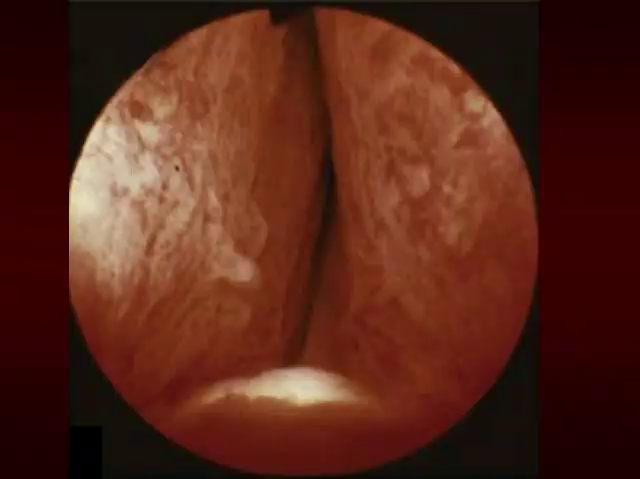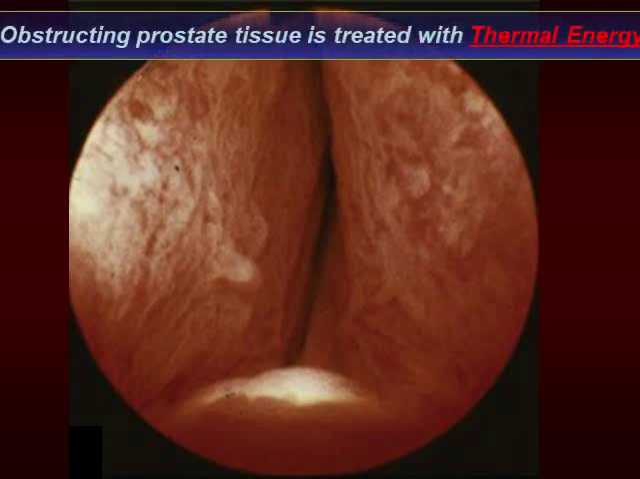This is an endoscopic view. Here are two lateral lobes completely obstructing the urethra. We call this sign kissing of lateral lobes, because they are touching each other or meeting each other and then also obstructing the urethra. I deal with this obstructing prostatic tissue with thermal energy.